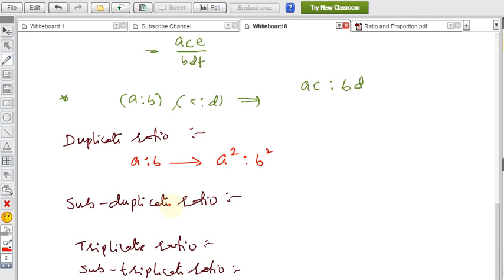Subduplicate ratio. If A is to B is the ratio, then the subduplicate ratio of A is to B is the square root of A is to the square root of B.